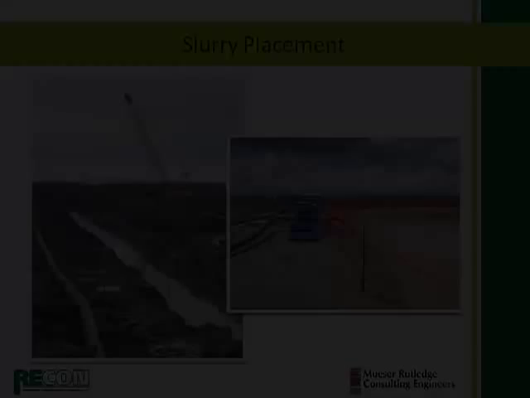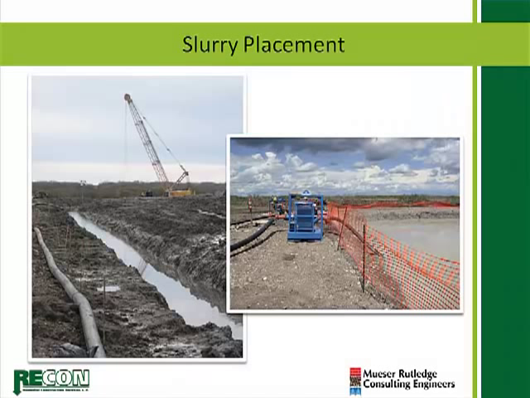This slide shows introduction of slurry into the trench. It is hard to see, but the hose that runs along the left side of the left picture is running down to the corner of the excavated trench, and the hose end is placed under the slurry line, where the slurry is pumped into the trench. The hose extends back to the slurry ponds located at the grout plant, which was illustrated in the previous slide, and you can also see it in the picture on the right.